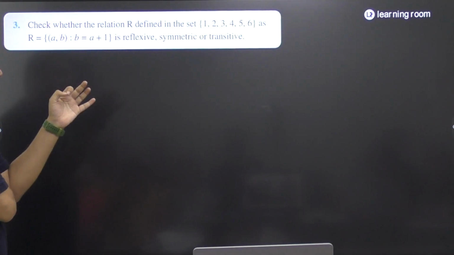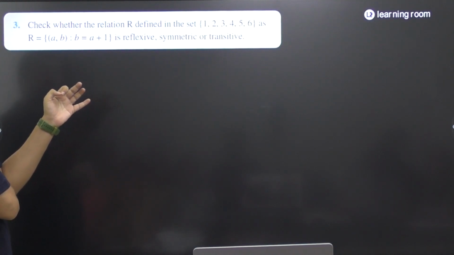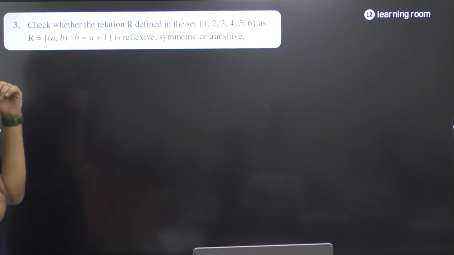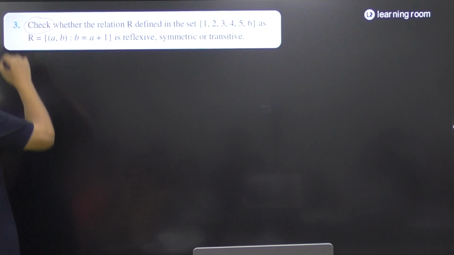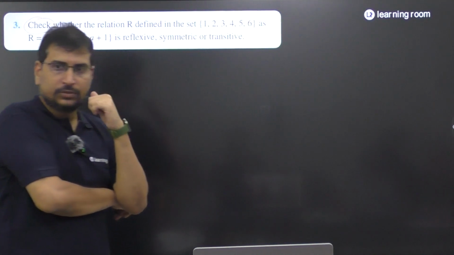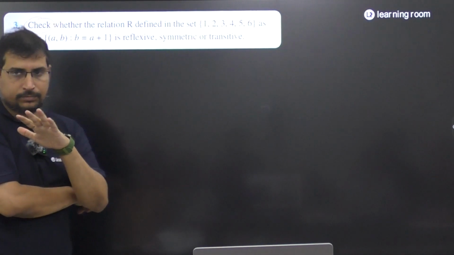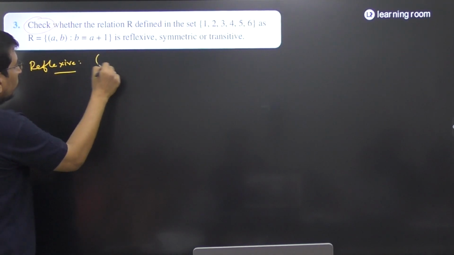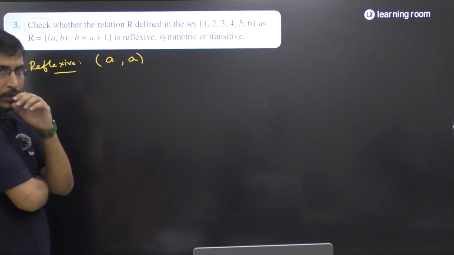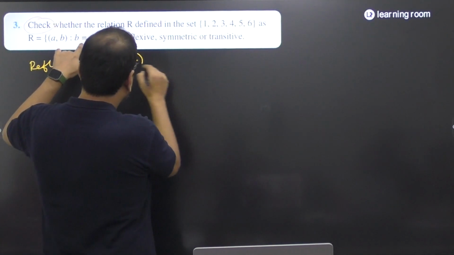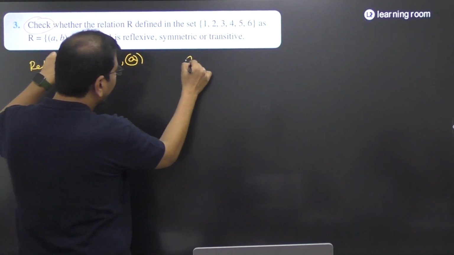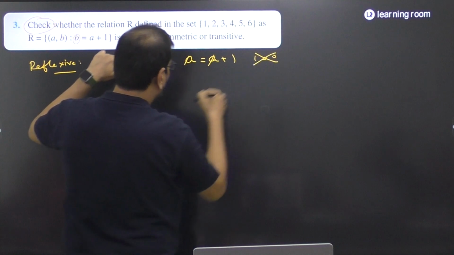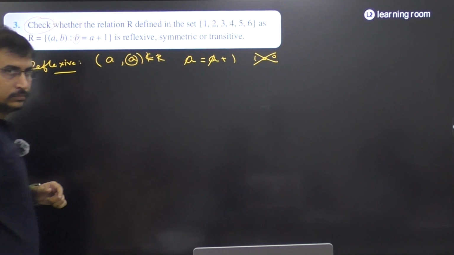Check whether the relation R defined on the set {1, 2, 3, 4, 5, 6} as R = {(a, b) such that b = a + 1} is reflexive, symmetric or transitive. They are asking us to check, so it is our responsibility. Obviously, one thing I'm able to see, it's not reflexive for sure. If I take the element (a, a), what should it satisfy? a should be equal to a plus 1, which gives 1 equal to 0, which is wrong. So this does not belong to R.